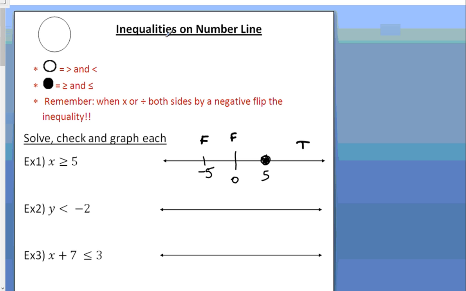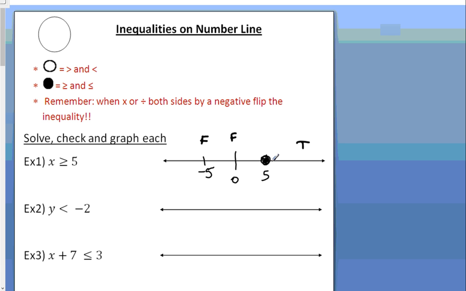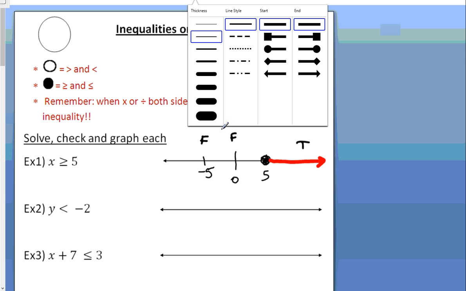And what you want to do is draw an arrow, and that arrow is going to go in the direction of the true. So that arrow is going to go in this direction. Okay? Now what this arrow means is that any number that is greater than or equal to 5 is going to work. And since this dot is shaded, we're saying 5 works also.